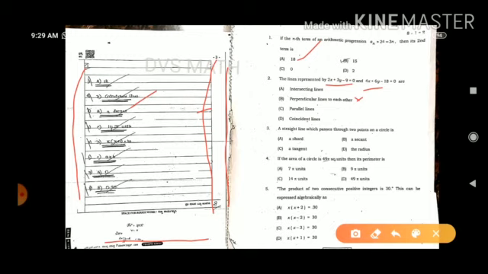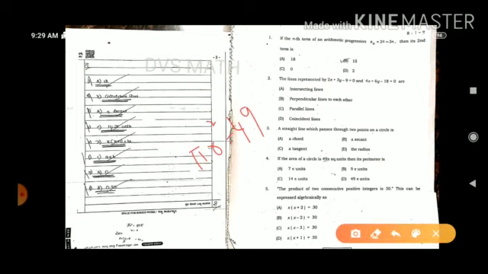Fourth, if an area of a circle is 49 pi square units, then its perimeter is. Here they have given the area, that is pi r square. Pi r square is equal to 49 pi. Clear? They gave pi, so pi cancels, r square is 49, r will be 7.